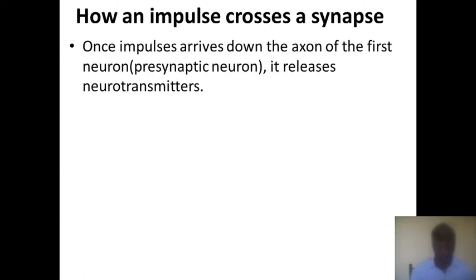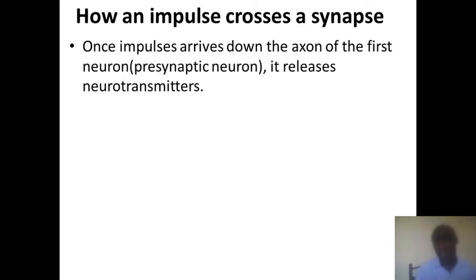Let us look at how an impulse crosses a synapse. So we always have two neurons. Already we say that a synapse is a connection of two or more neurons. So let us take a case where we have two neurons joined. There is a gap in between. So once the impulse arrives down the axon of the first neuron, that first neuron is always called the presynaptic neuron. Pre means before, the neuron before the synapse.